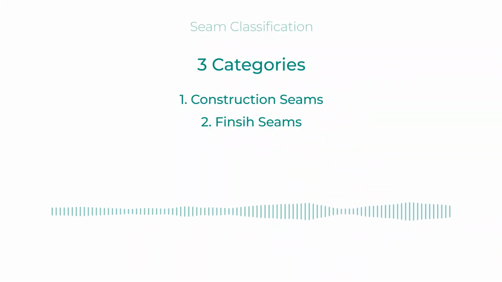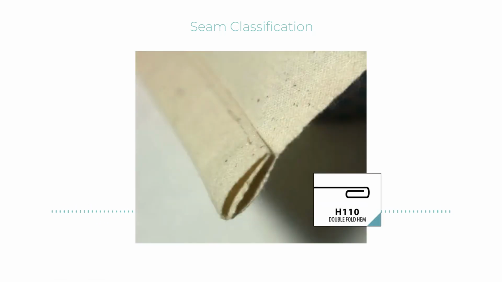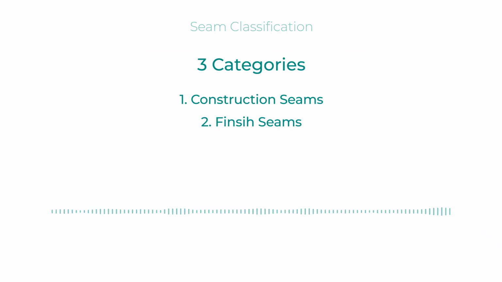The edge is still exposed on the inside. In that scenario, you have to step up to a double fold hem, H110, completely enclosing that raw edge inside the hem before stitching. So we have our structure built with construction seams. We have locked down the edges with our finished seams.